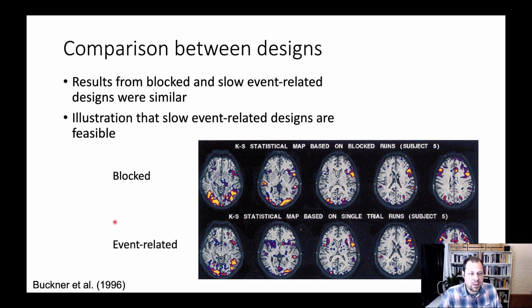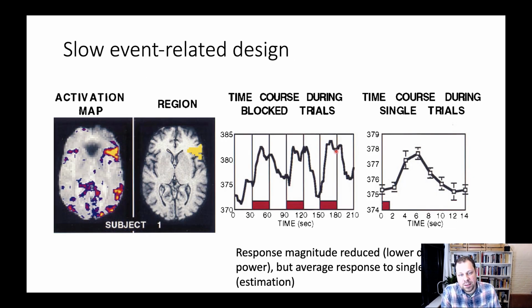So basically what this showed is that slow event-related designs are feasible and can offer almost the same detection, not quite, but sufficient detection to be feasible. But they also have one additional feature, namely that you can extract the exact hemodynamic response function to a single event.